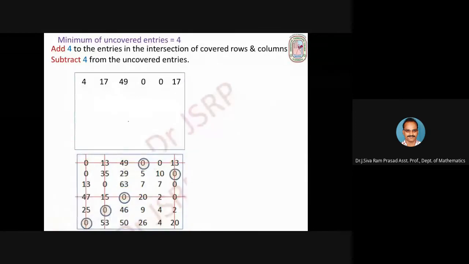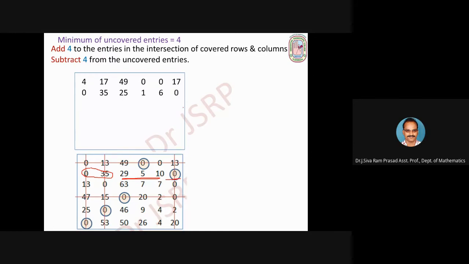Okay. Next, second row. So these 2 remain in the covered column only. So they remain same, 0, 35. And these 3 are uncovered entries. So subtract 4: 29 minus 4, 25; 5 minus 4, 1; 10 minus 4, 6. And this remains same since it lies in the covered column only.